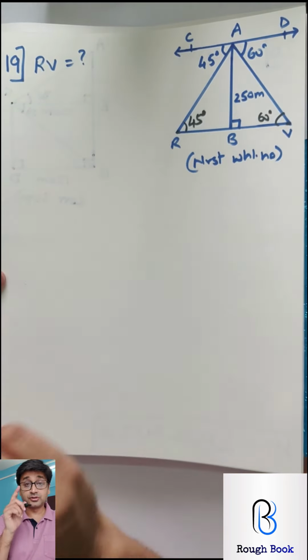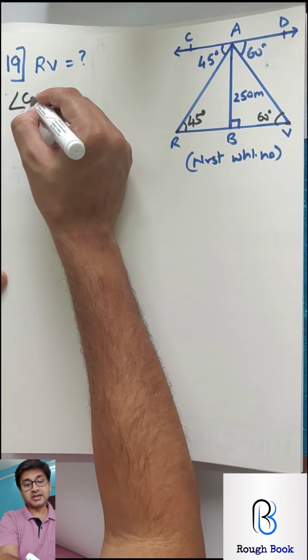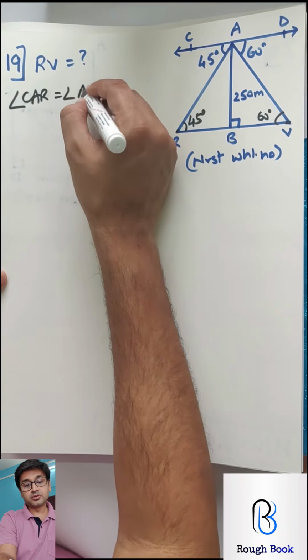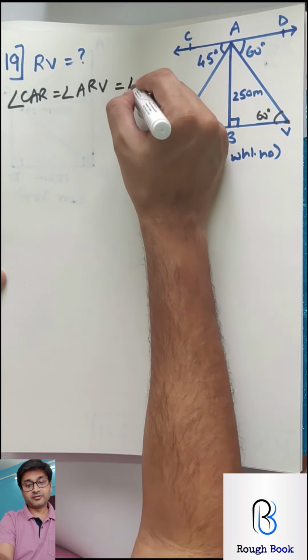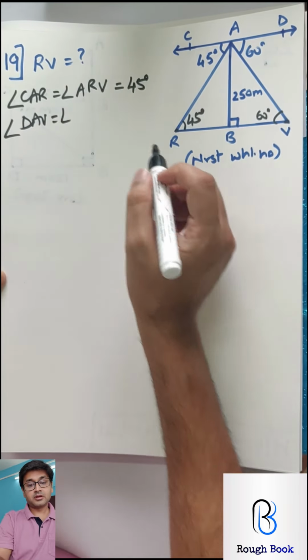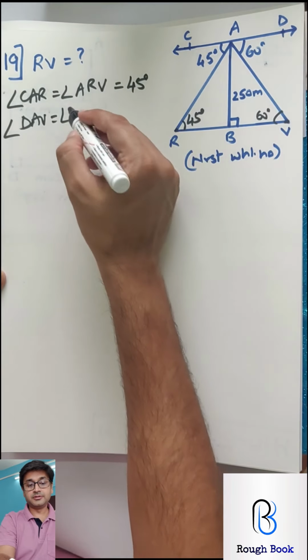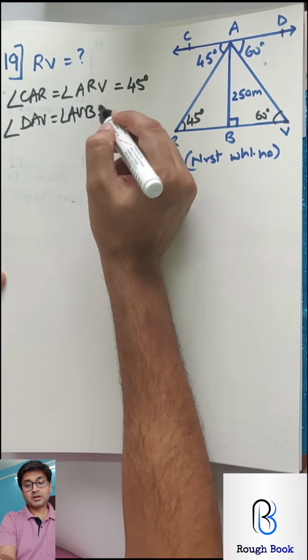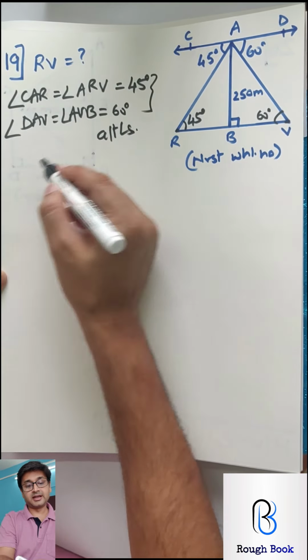So I have given you the question, don't forget to write alternate angles. So we will first say angle CAR equals to ARV is equal to 45. And then angle DAV, did I write it correct? CAR ARV, correct. DAV AVB is equal to 60. For both of them you will say alternate angles.